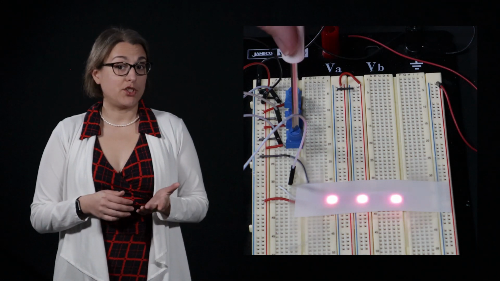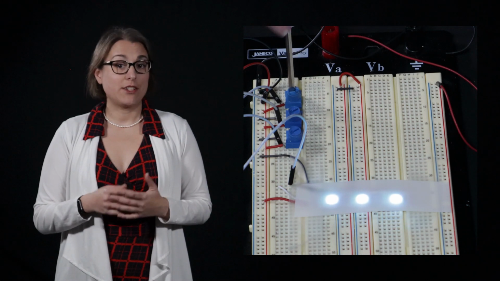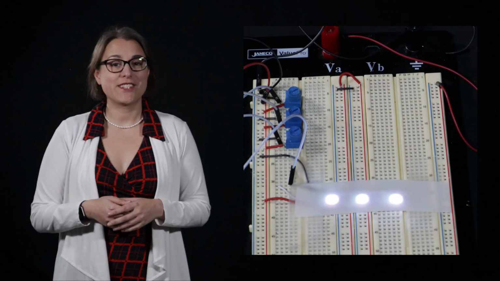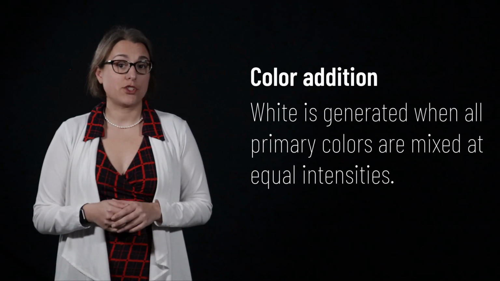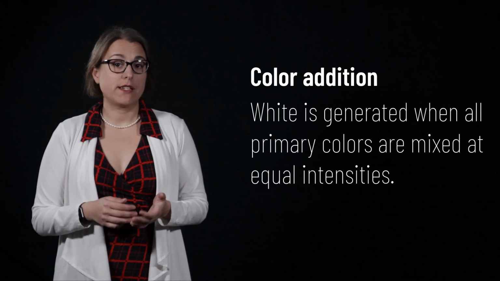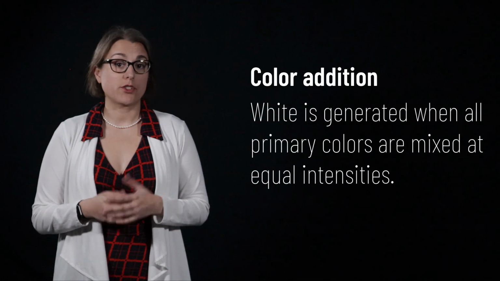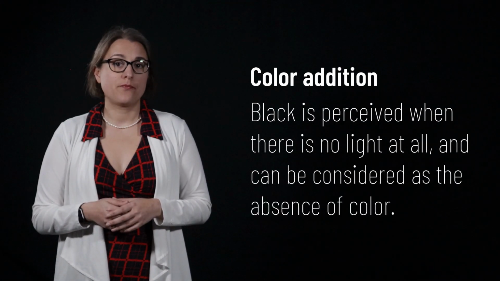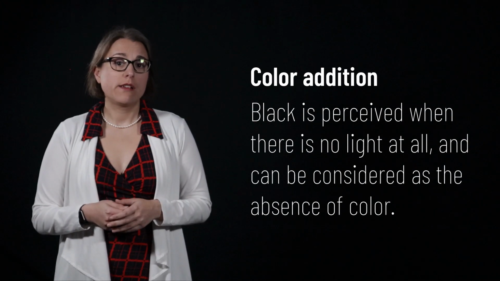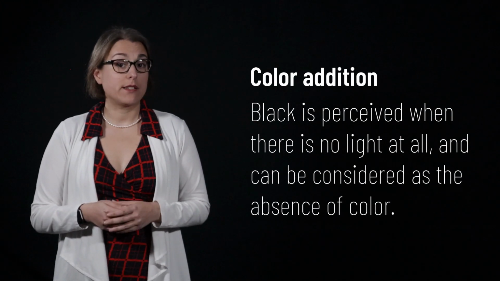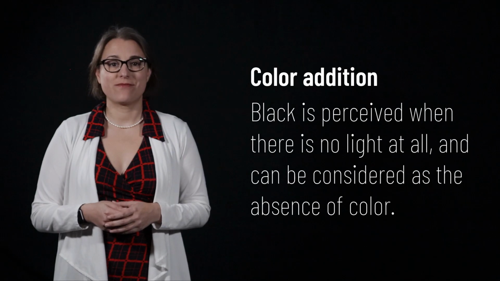Red and blue makes magenta. Green and blue makes cyan. Finally, I turn on all three colors, and the result is white light. When it comes to light and color addition, white, as mentioned, is generated when all primary colors are mixed at equal intensities. The color black is perceived when there is no light at all. In that manner, black can be considered the absence of colors.